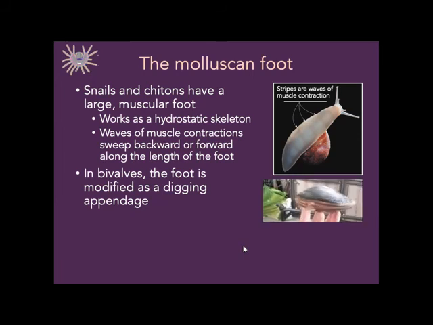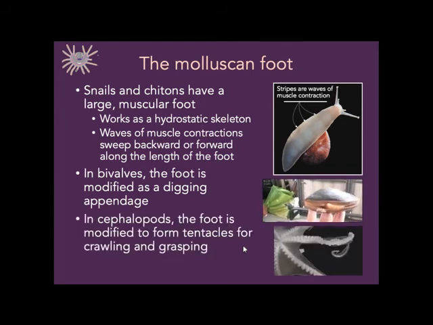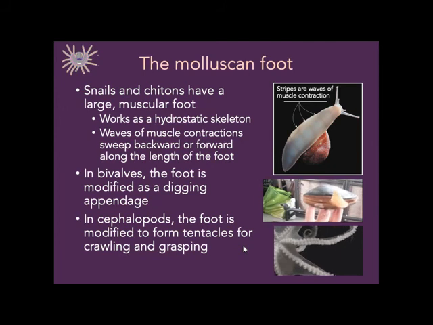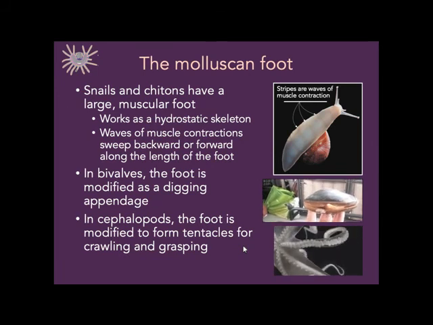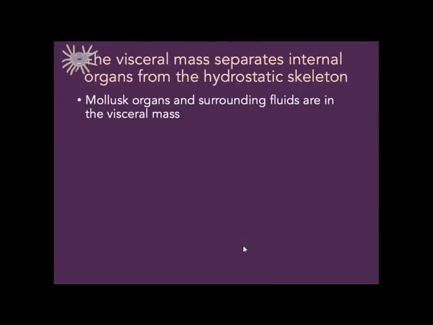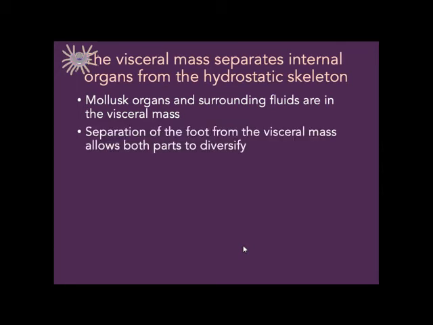Okay, so the visceral mass makes it so that you have all the organs in one convenient place, and that is separate from the hydrostatic skeleton of the foot that does the moving. So the organs and surrounding fluids are in the visceral mass, and the foot is somewhere else. This allows the visceral mass and the foot to diversify separately from one another. You would say that mollusks are coelomates, but their coelom is very, very reduced. It's almost impossible to see. It is only used for reproduction and waste excretion.